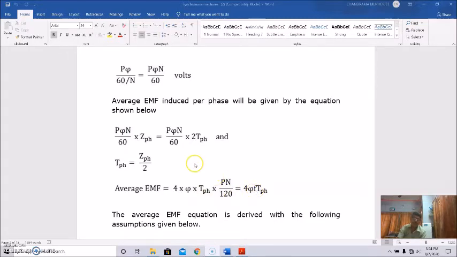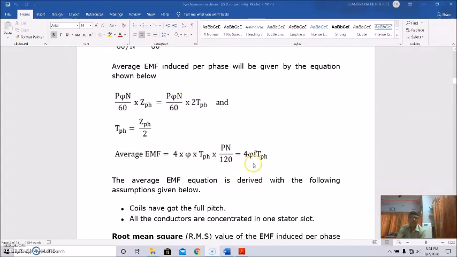Okay, so put this value here. We can write here, so this will be ppm by 30. So this is also coming to like this. So this is actually the average EMF per phase, so that is 4 phi F T phase.